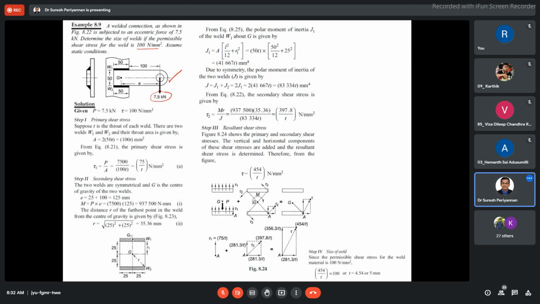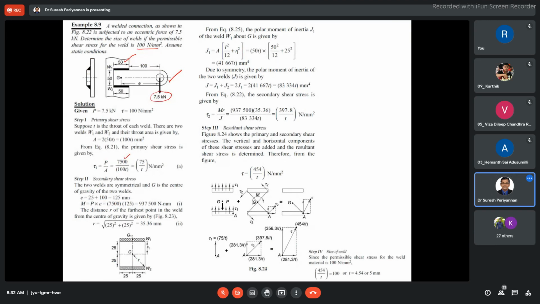Now, primary shear, we know. Here we would like to find out the size of the weld. In the design diagram, they have given the weld length as 50 mm, but they didn't give the weld thickness. Then what is the primary shear? Primary shear is nothing but direct shear, load by area. The applied load is 7.5 kilonewton, divided by the area of the weld.